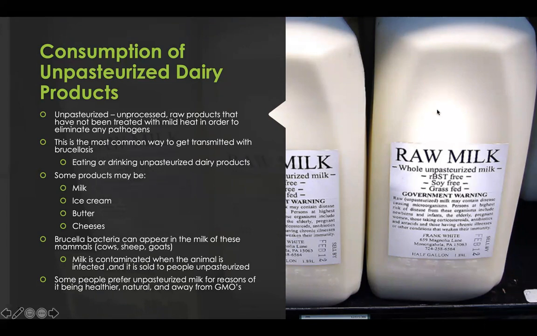So as you can see in this picture, we have raw milk, which is also known as whole unpasteurized milk. It is soy-free, grass-fed, RBST-free, and so on. And of course, here's a government warning saying that it may contain disease-causing microorganisms, one of which can be Brucella bacteria.